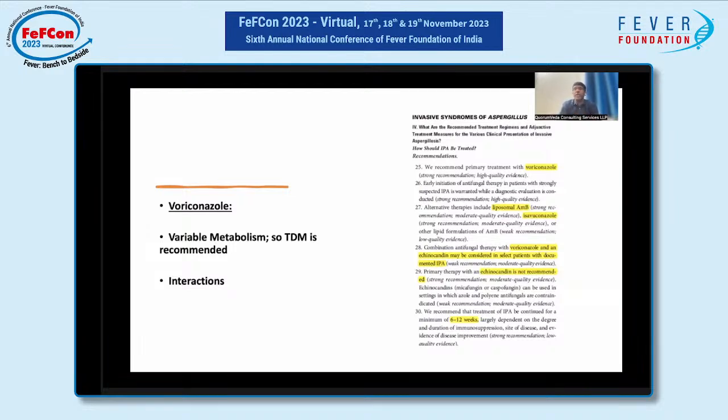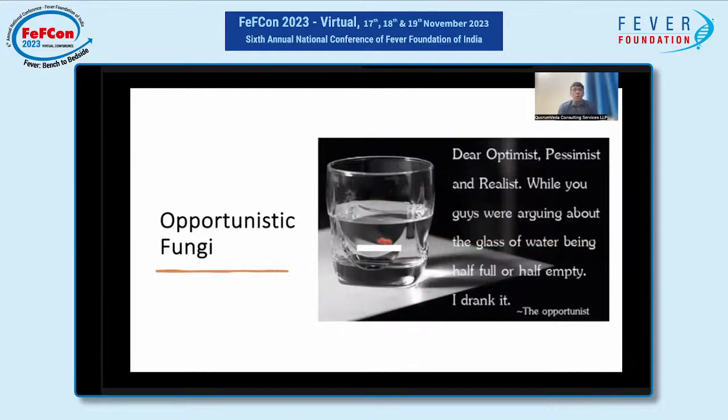The drug of choice for treating aspergillosis is voriconazole. Now, isavuconazole is an alternative option, but voriconazole is the drug of choice for treating aspergillosis. We need to know about the opportunistic fungus.